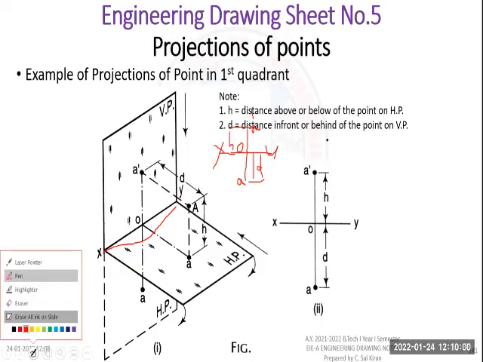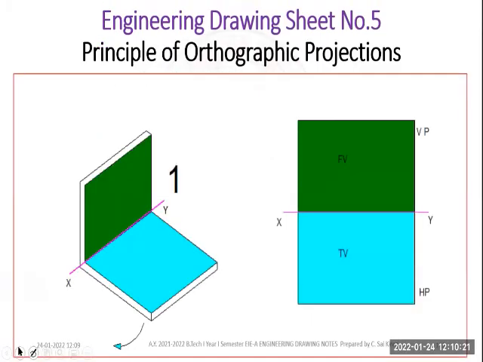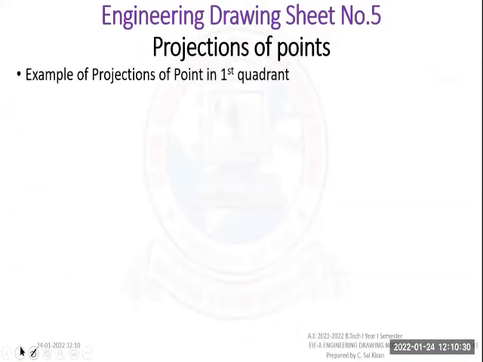H is nothing but the distance above or below of the point, the HP. So this is above H. And D is nothing but in front of or behind. This is in front, this is behind. So in front it is at a distance of D distance. So this D is positive here. So here H and D are positive. So this is your first angle projection, and front view will be above the XY line and top view will be below the XY line.